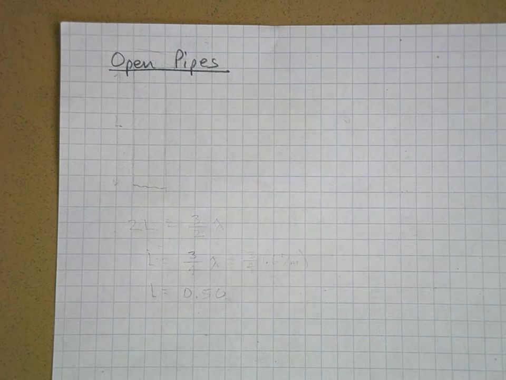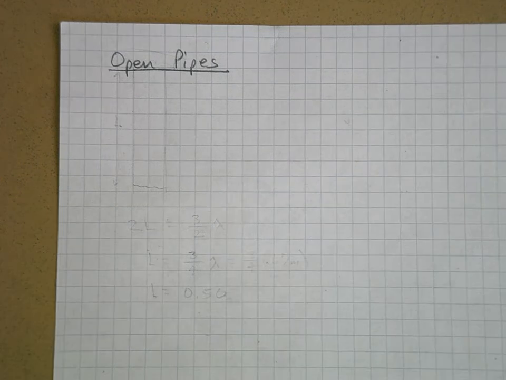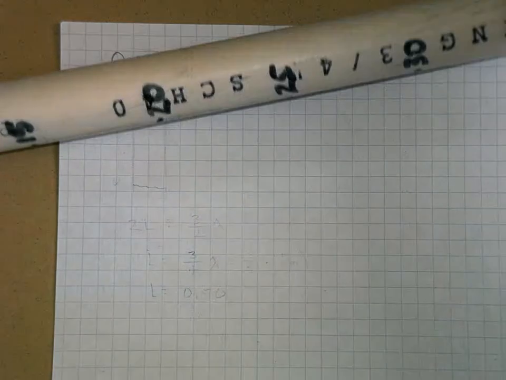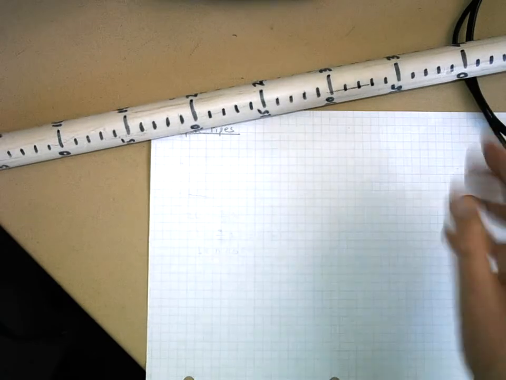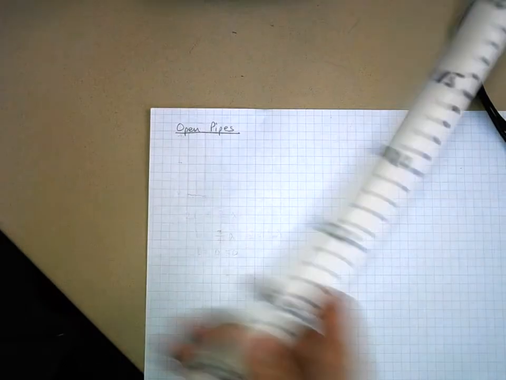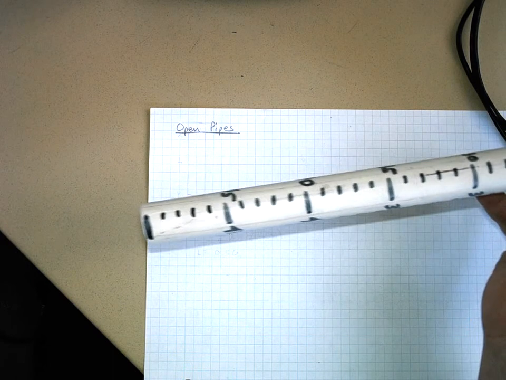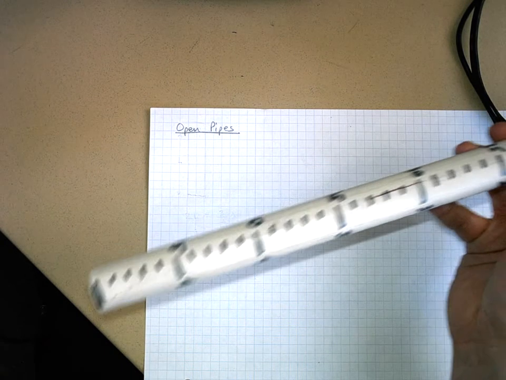Okay, now we're going to talk about open pipe resonance, and here's the pipe that I use for closed pipes, and let me zoom all the way out here so people can see it. It's a pipe that's 50 centimeters long. Okay, it's just a PVC pipe. Okay, but what I'm going to do is this.